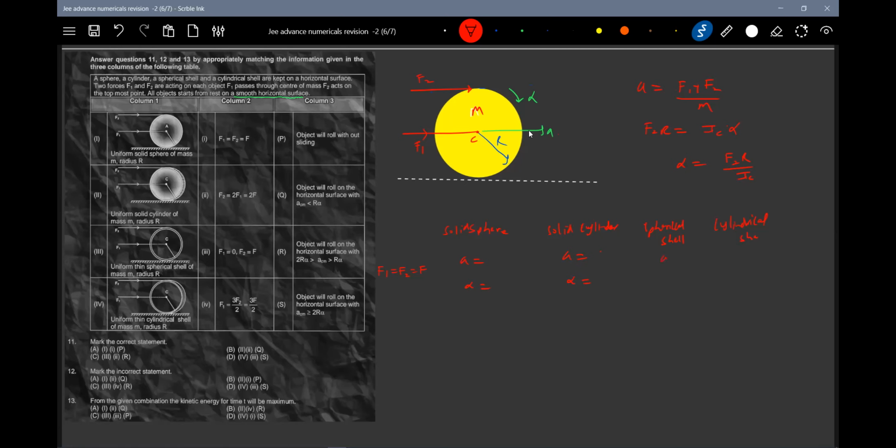Really, it's not about what concept, but how you solve this in less time. If F1 equal to F2, acceleration will become 2F by M. Write it 2F by M. Then what is alpha? Moment of inertia of solid sphere is 2 by 5 mr square, and F2 equal to F.